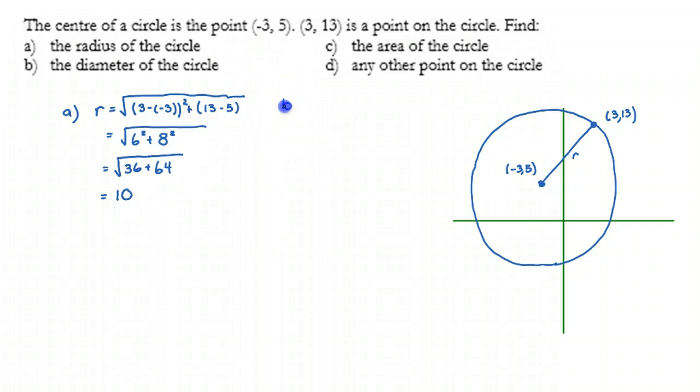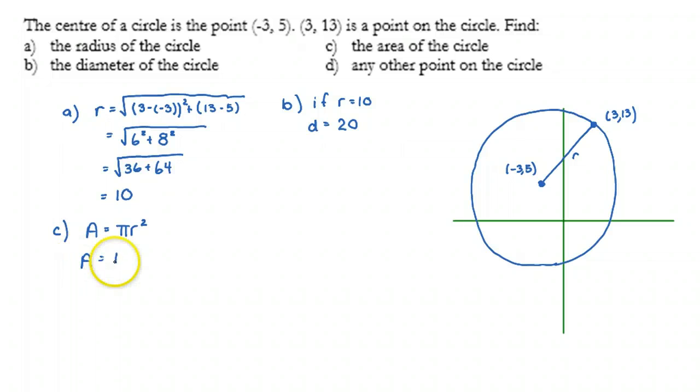Well, part B isn't too challenging. If the radius is 10, if r is equal to 10, the diameter d is equal to 20. That's pretty straightforward. So now let's do C. We know the area of a circle is simply pi r squared, and so therefore the area is going to be pi times 10 squared, which is 100 pi.